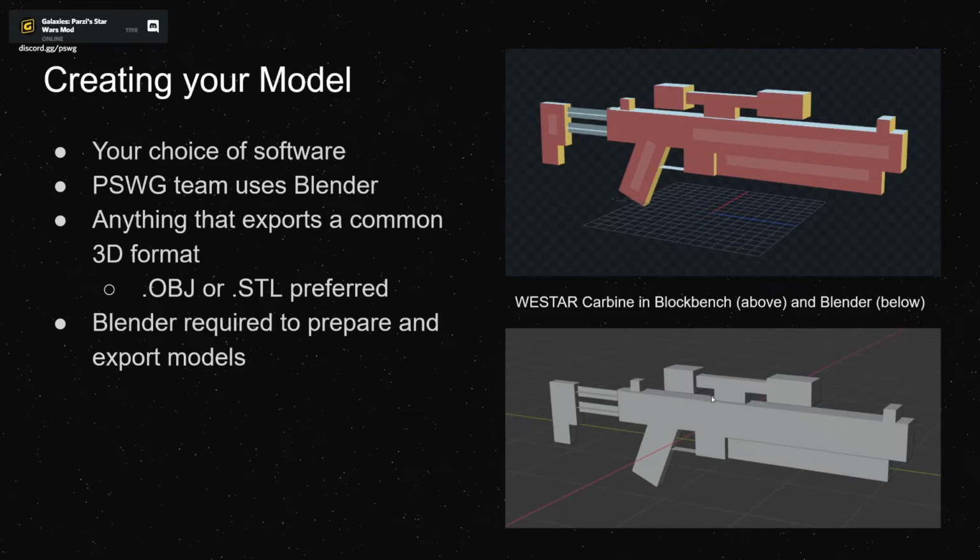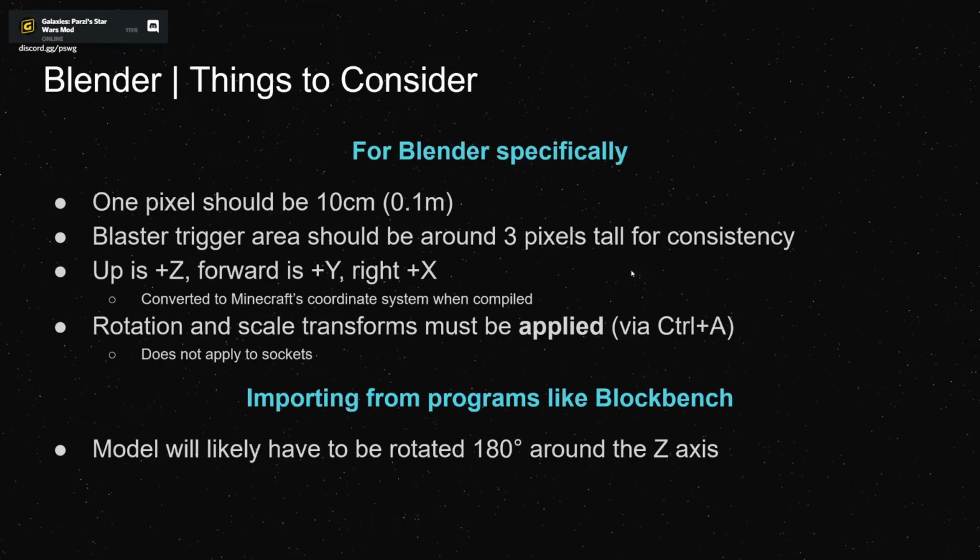So here's a model, this is actually a model that Cinda made. Just a rough blocking out of a Westar carbine in Blender, which is the bottom picture, and in Blockbench, which is the top picture. So either one of these options is totally fine, just as long as you can get it into Blender, that's fine.